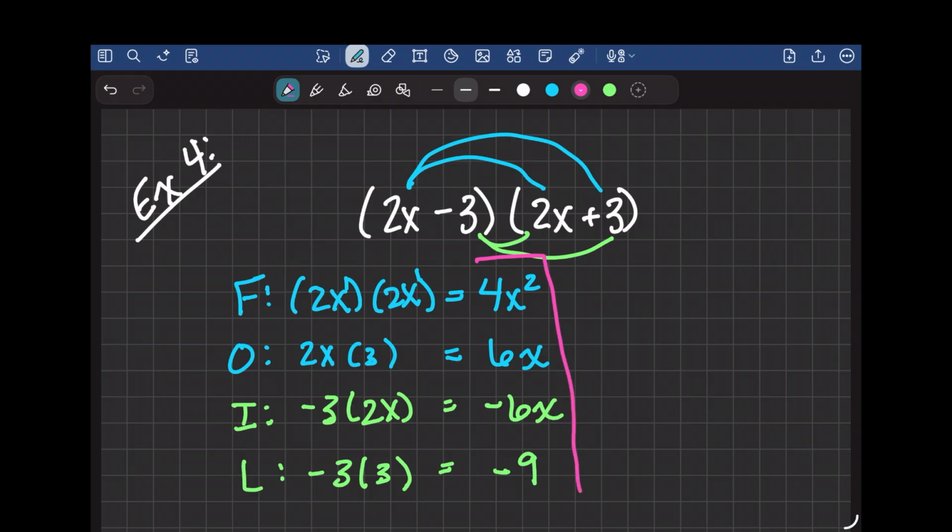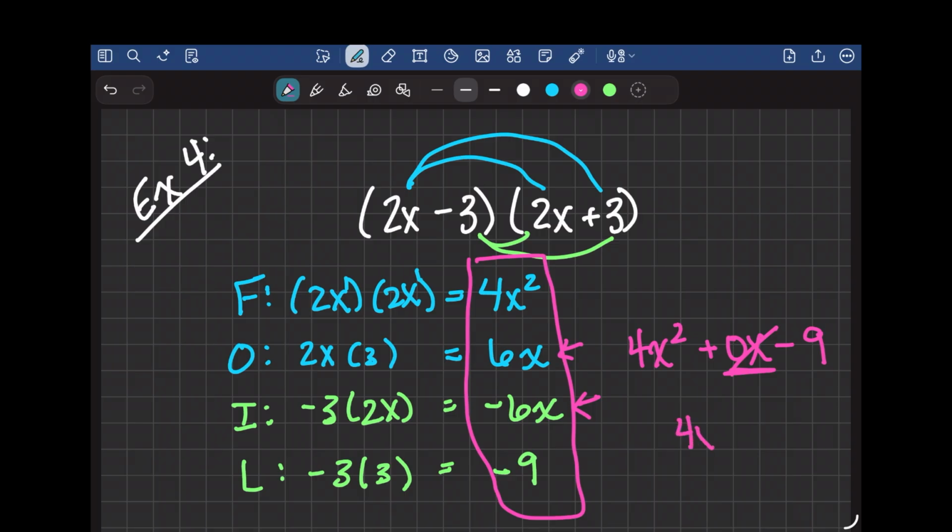Looking at these four terms here, we want to look at the highest exponent, which is 4x squared. And then I look at my x terms, so I have 6x and negative 6x here. So those would cancel. 6 minus 6 is 0, so I could have 0 x's and then put my constant here. But when we have 0 of something in math, we just don't put it. So my final answer, fully simplified in standard form, would be 4x squared minus 9.